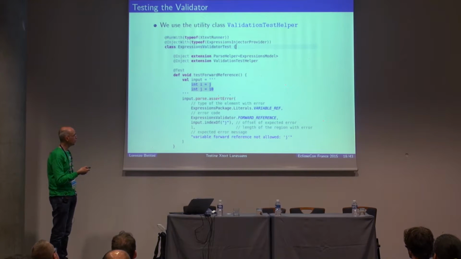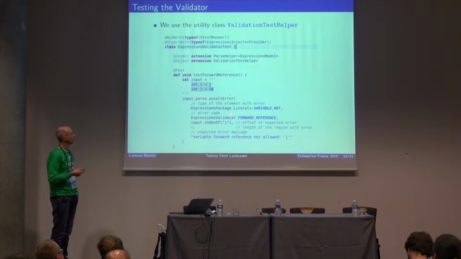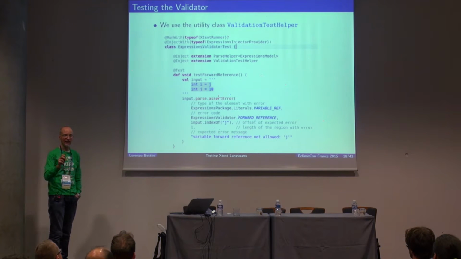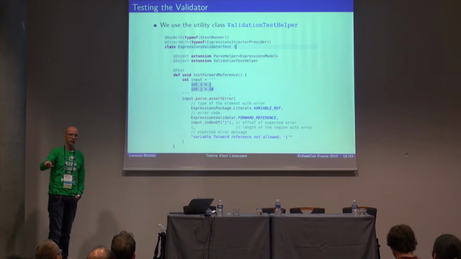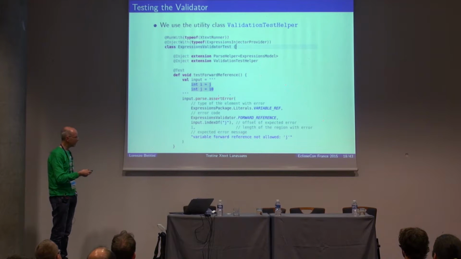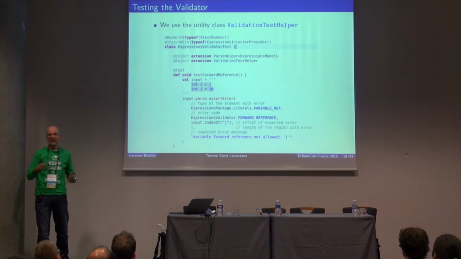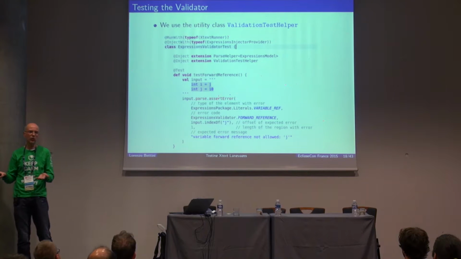And I can make explicit all these requirements. I'm saying that I expect an error on an element which is a variable reference, I expect this error code. Not only that, I can also say that I expect the error on this specific part of the program. So I specify the offset and the length of the element in the original program where the error marker is expected to be put, and the error message. So I'm testing the validator without running the workbench.